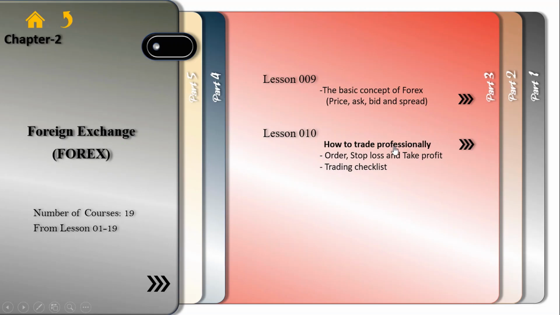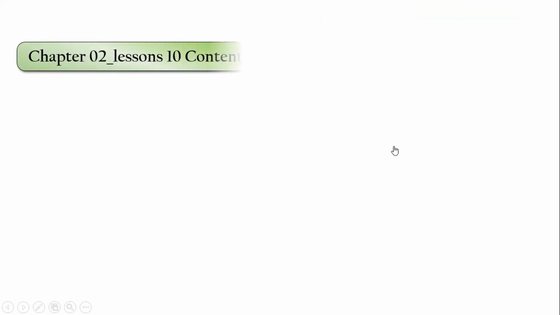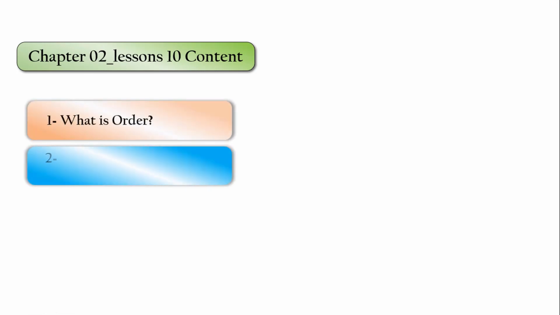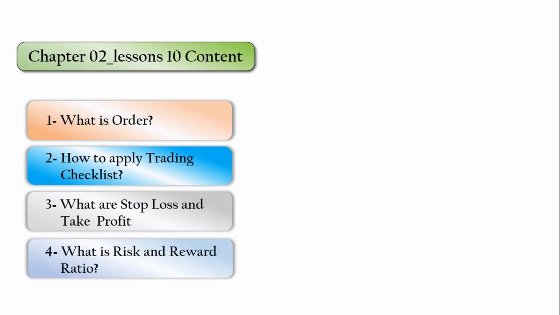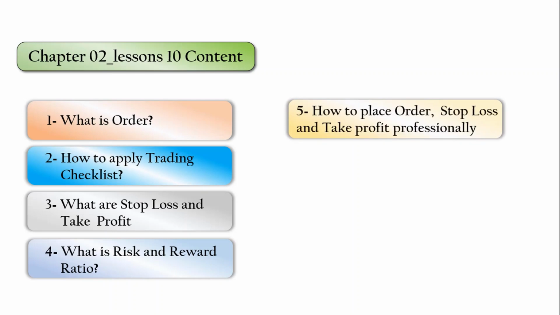So let's start. Chapter 2, lesson 10, content. In this lesson you will learn the following: 1, what is an order; 2, how to apply the trading checklist; 3, what are stop loss and take profit; 4, what is risk and reward ratio; 5, how to place order, stop loss and take profit professionally. Today we'll apply all of these in the live market. So please stay with me until the end of this lesson.